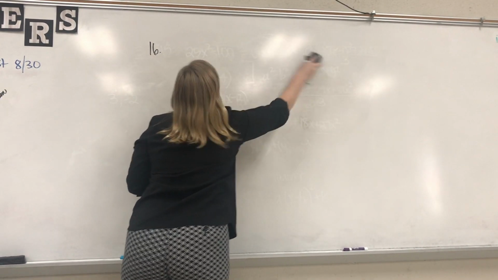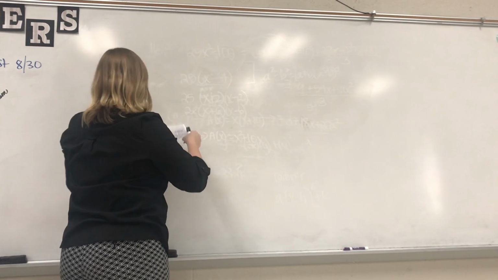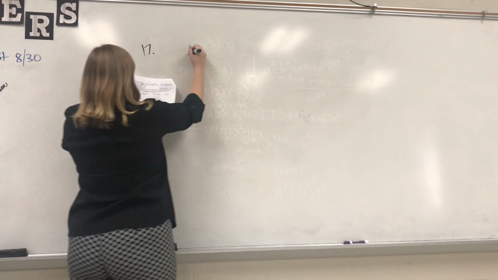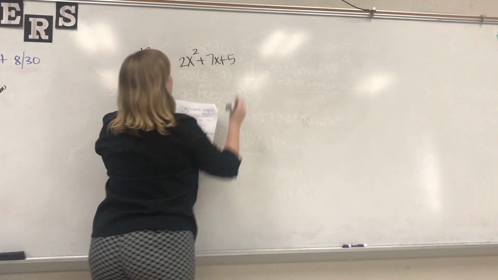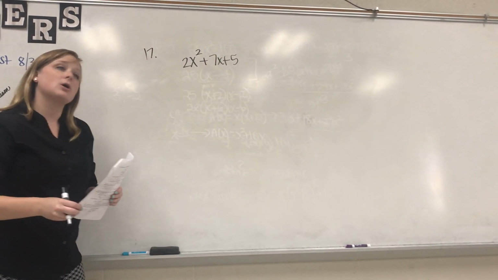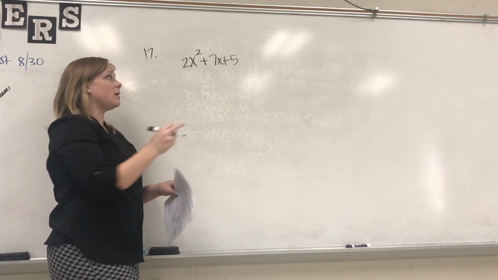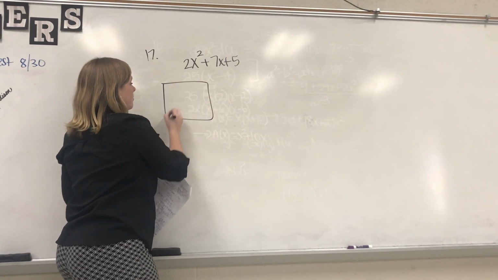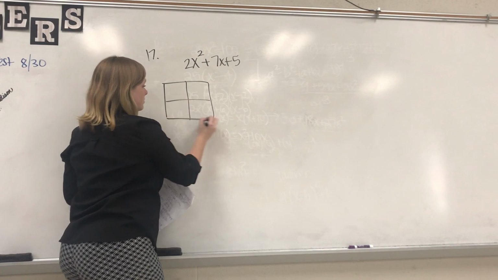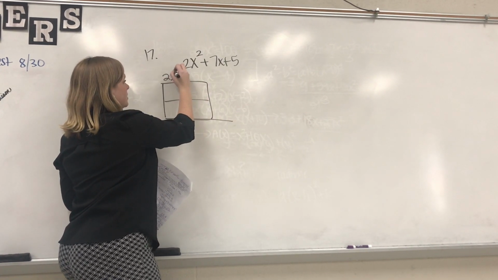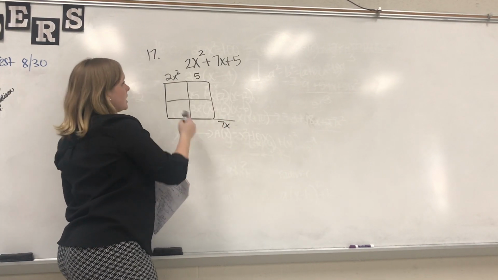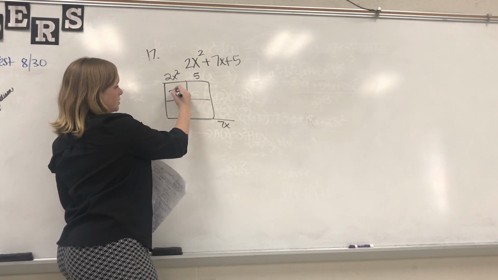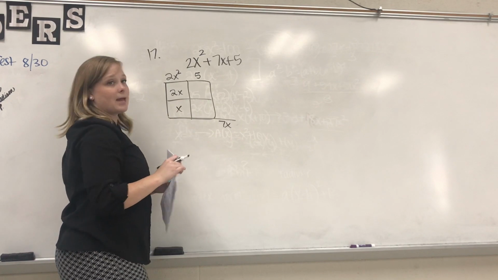Number 17. This is factoring a trinomial when a is greater than 1. So I'll show you the box method and bottoms up. So the box method, remember, goes like this. You're going to put this here. You're going to put your last term here and your middle term down here. So I'm going to put my factors of 2x squared in here, which is 2x and x.